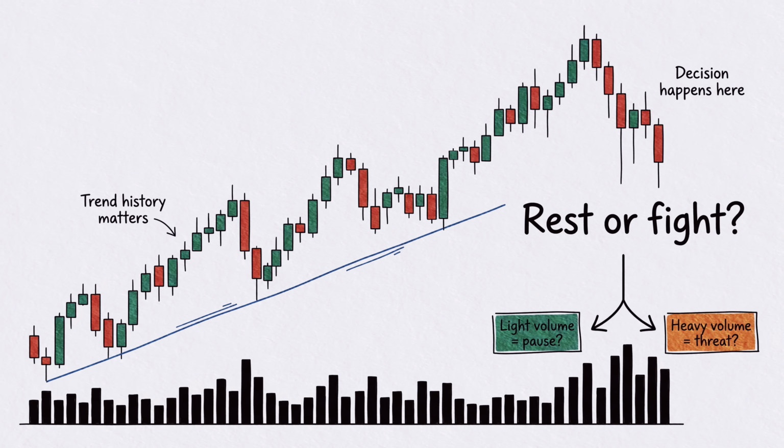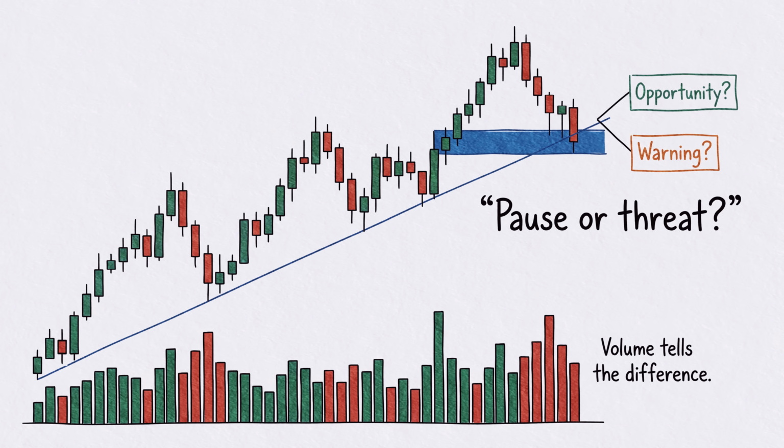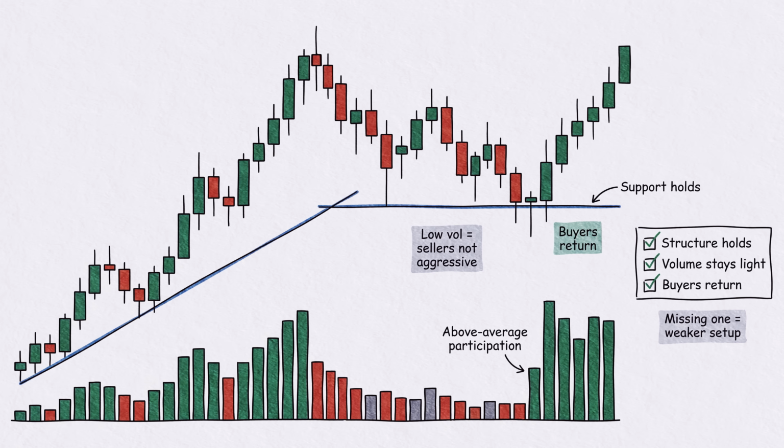Not every pullback is the same. Some are opportunities. Some are warnings. Volume tells you the difference. A healthy pullback looks like this. Price is in an uptrend. Buyers have been pushing higher with expanding volume. Then price starts to correct. Look at the volume during the correction.